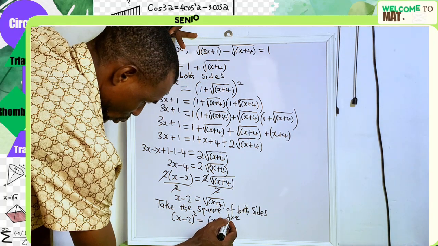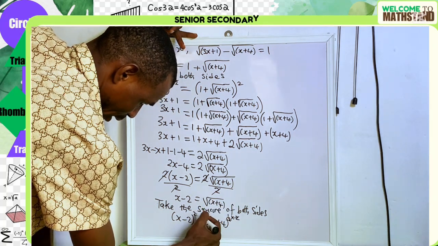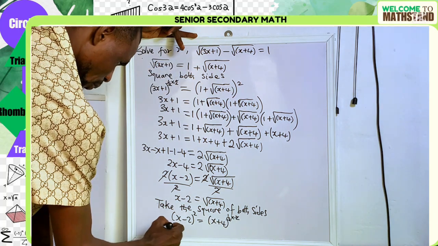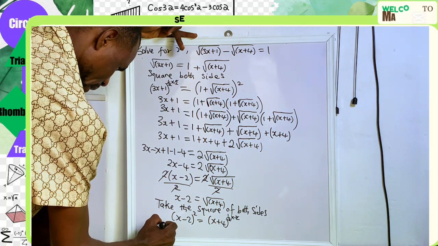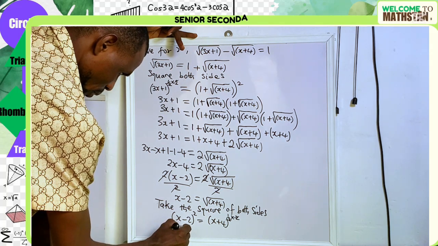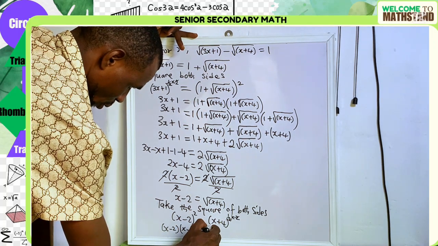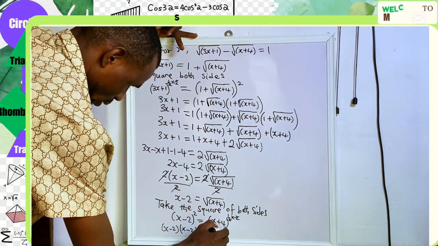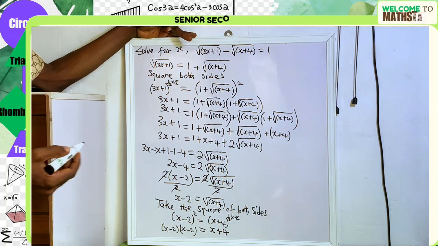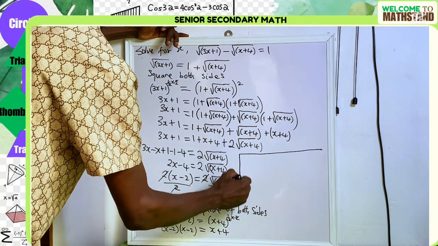Remember, this is the root. This is the same thing, but the square that we are taking here and here, the 2 here cancels this. So from here we now have x minus 2 equal to x plus 4. There's nothing else at this other point. Hope we are following.